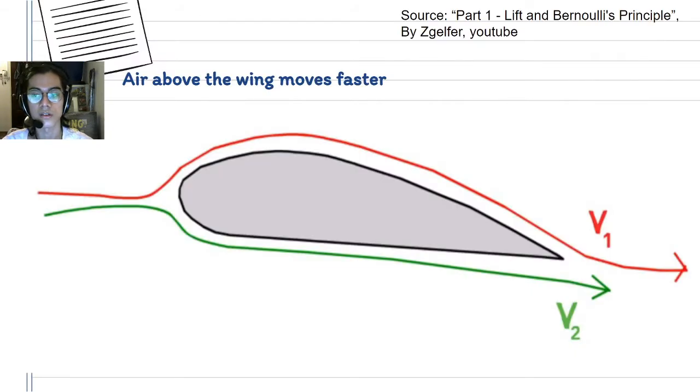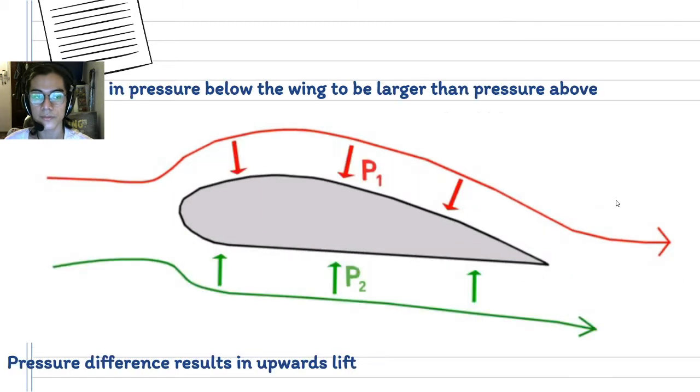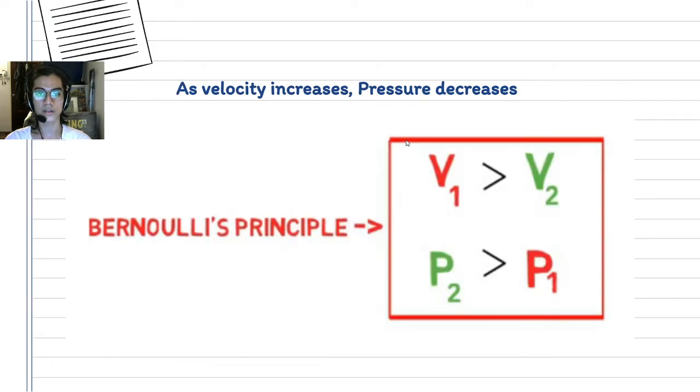Okay, this is a demonstration of how the air above the wing moves faster. So V is velocity. Next is, this shows that the results in pressure below the wing to be larger than pressure above. So this pressure difference will create a lift to the wings.